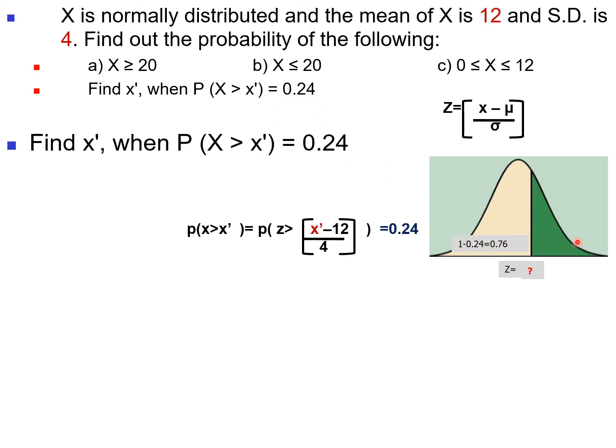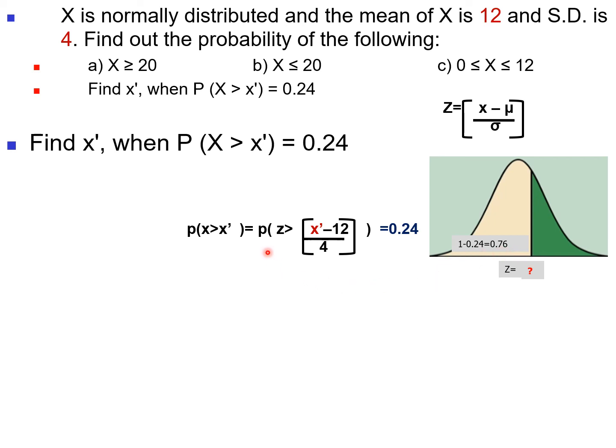So how do you go about it? Definitely, for any x bar, to convert it into the corresponding z value, you just use this particular formula, right? The x bar minus 12 divided by 4 is equal to, and 0.24 is given to you. Now what is this 0.24? It is actually the area to the left hand side of a z value, isn't it? It is the left hand side of a z value.